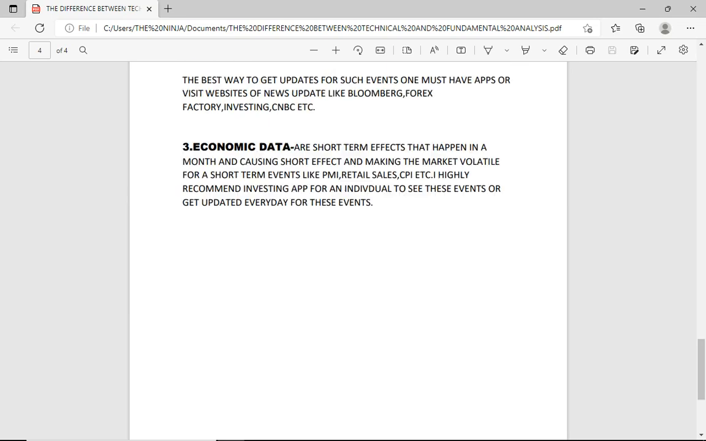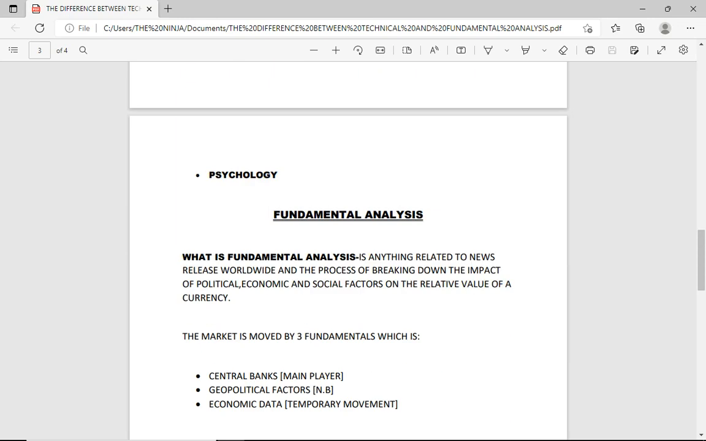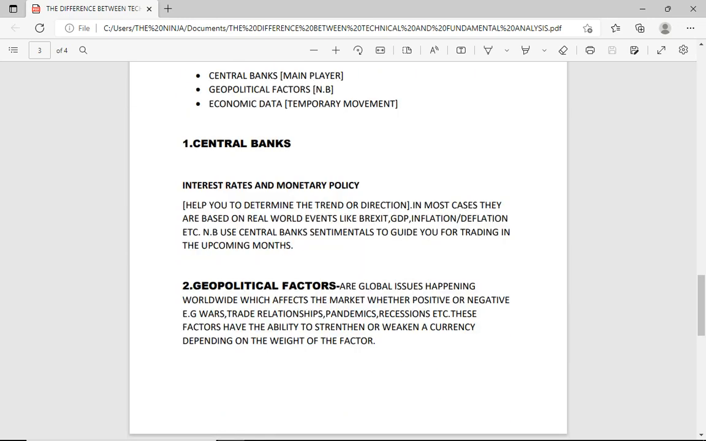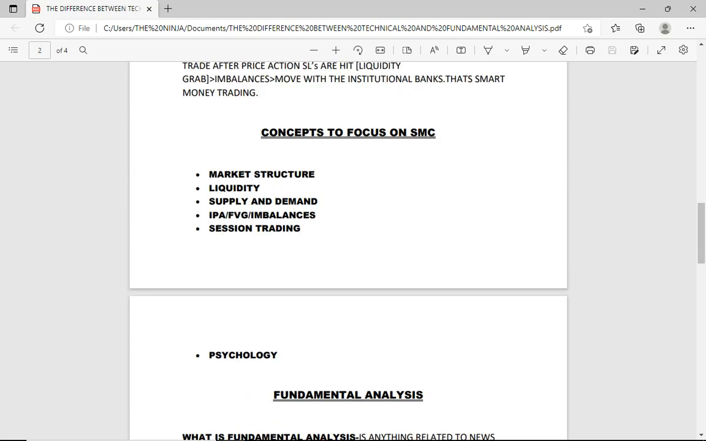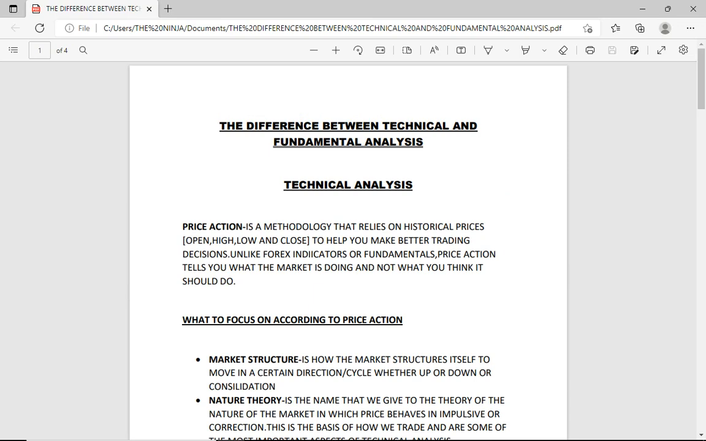So yeah, so far that's the difference between technical and fundamental analysis. If you have any questions, my DM is open. Y'all know the vibes. But so far I hope everybody understands this theory.